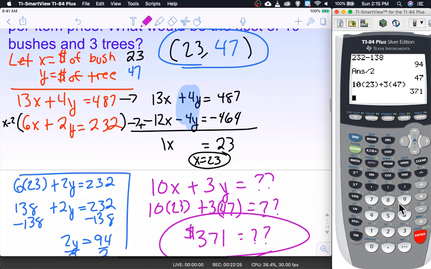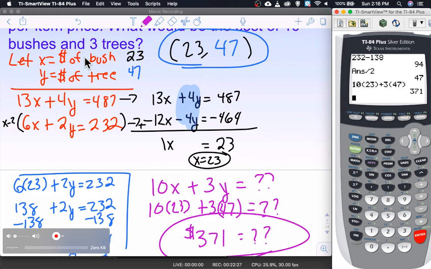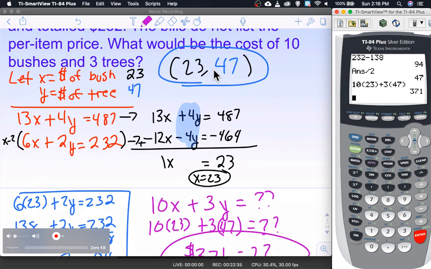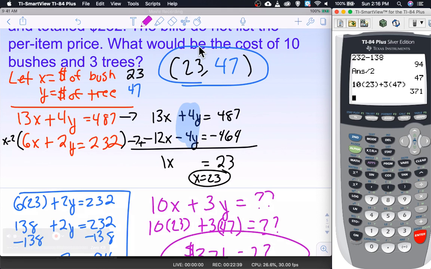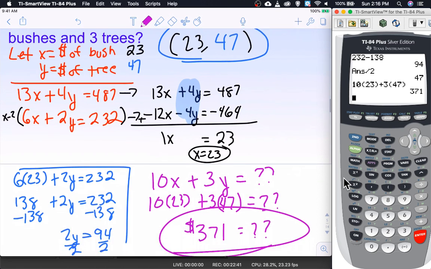Okay, so we defined our variables, set up our system of equations, and then solved using whatever method you liked. When we were done solving, we checked to make sure our answer was the answer to the question. Here it wasn't, so we had to do a little bit more work.